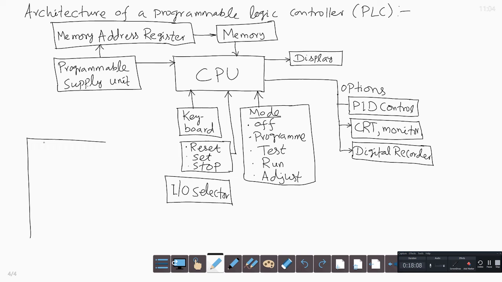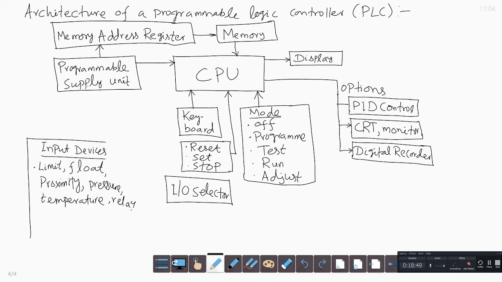the set of input devices like limit, float, proximity, pressure, temperature, relays, also push buttons. These are all input devices, logic, and also A to D converter, analog to digital.